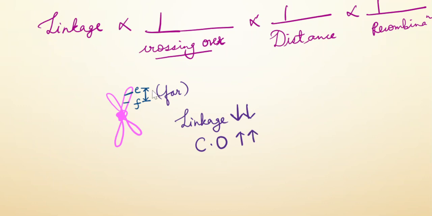And I told far means what? Distance is higher, or you can say they are very far apart from each other. And if crossing over is occurring, means there will be recombination. So recombination will also be higher.